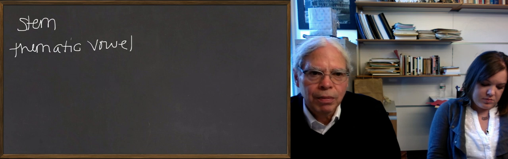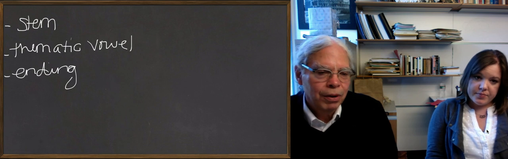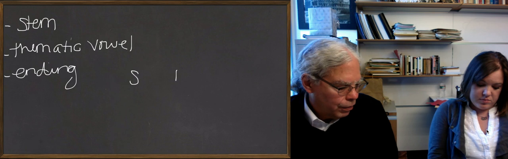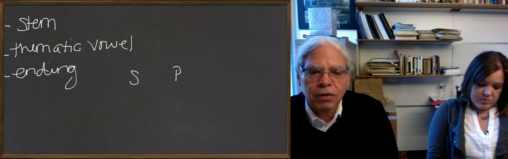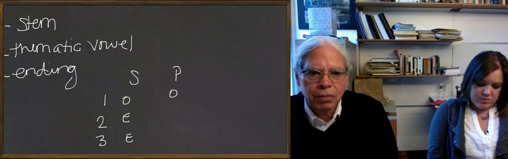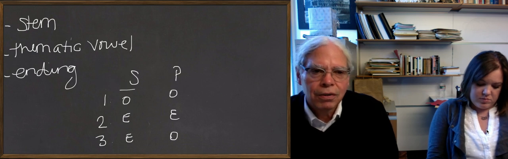Remember, you can see the thematic vowel in Greek forms most clearly in the imperfect, where you have an alternation for the persons like this. You want to make a little table, singular and plural, first, second, and third persons. And it goes like this. In the first person, the thematic vowel is O. The second person, it's E. And the third person, it's E again, in the singular. And in the plural, the first person is O, the second one is E, and the third one is O. So it's O-E-E, O-E-O.